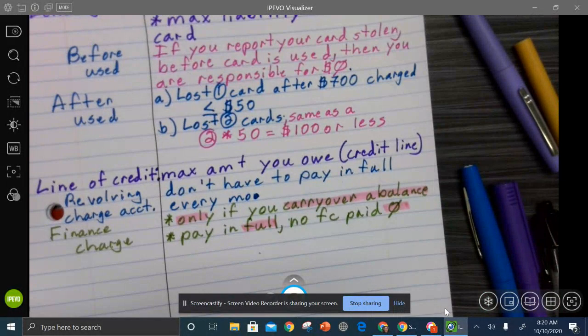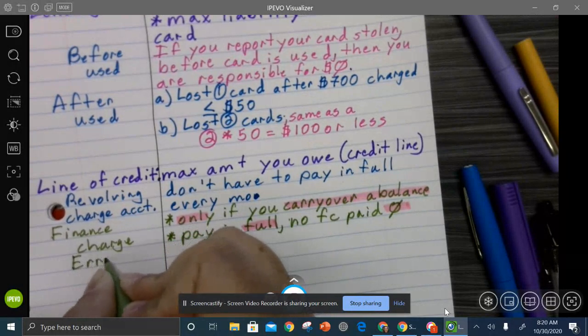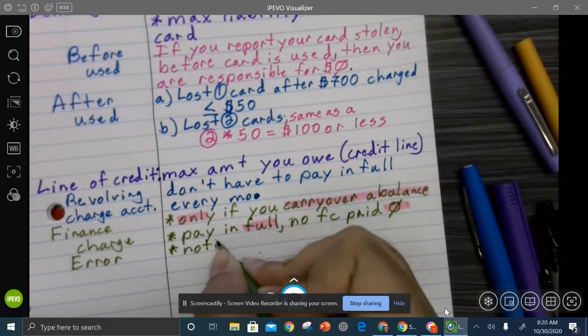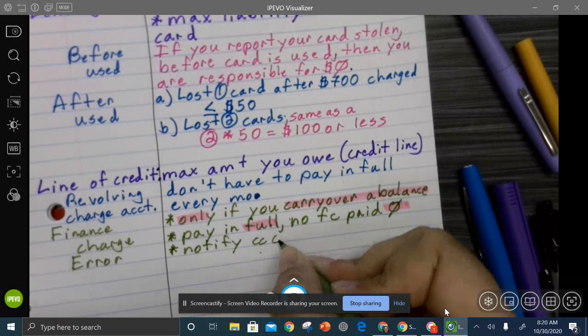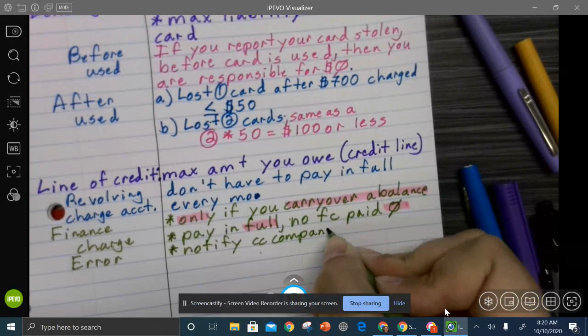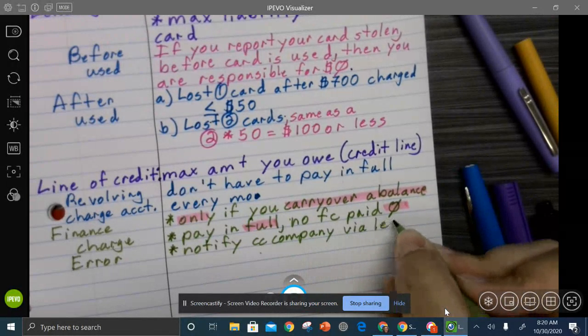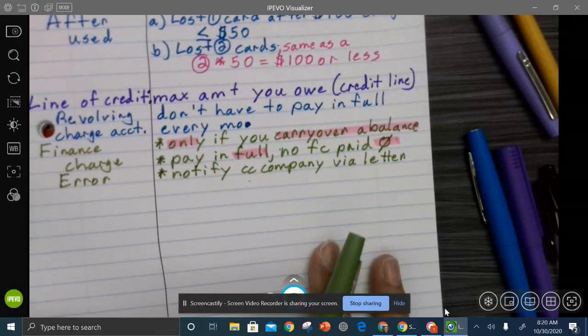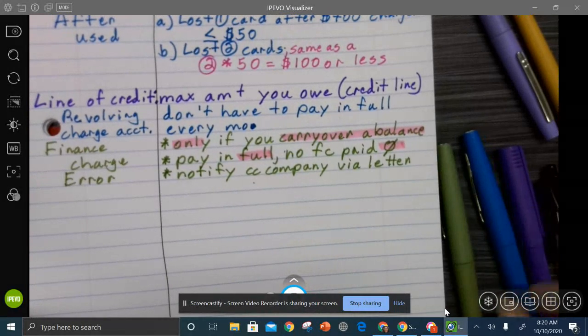As the account holder, you are responsible for paying purchases made. Under the Fair Credit Billing Act, if there's an error, you need to notify the credit card company by a letter. I'd probably send it certified so that they have to sign for it. You do need to do it by regular mail.